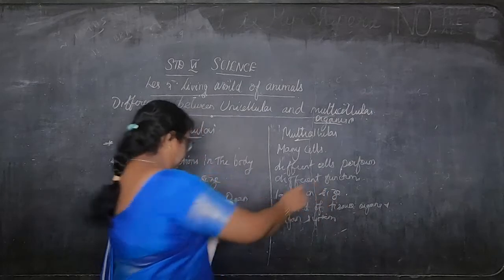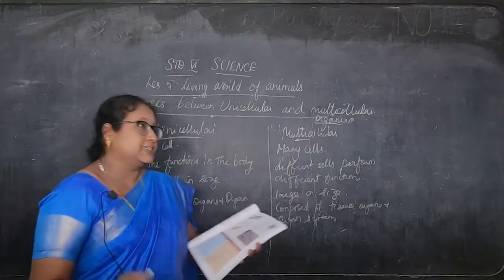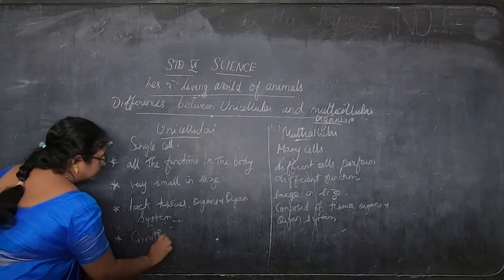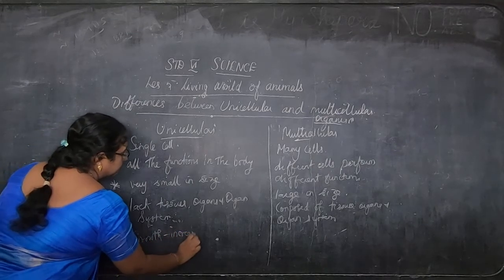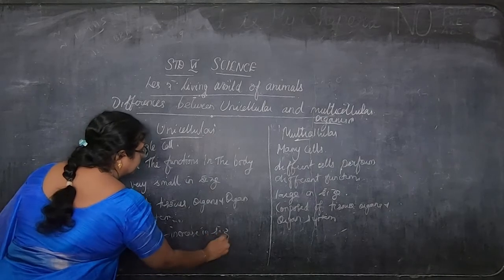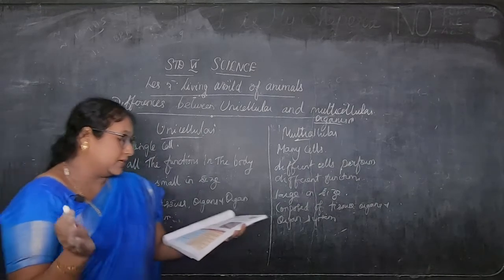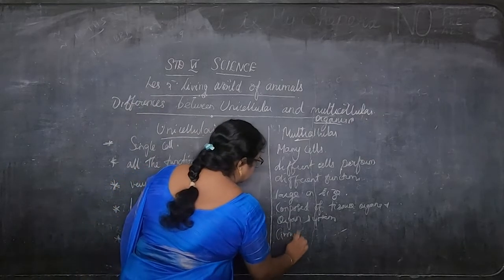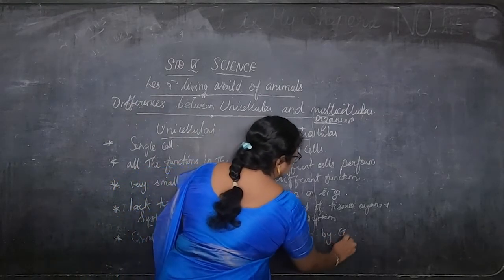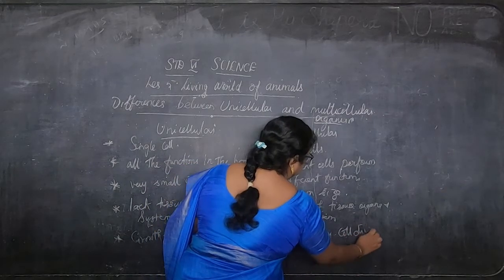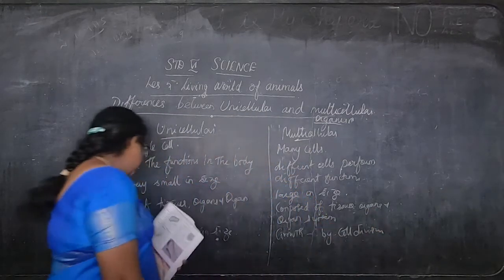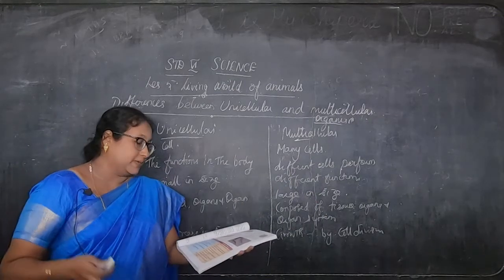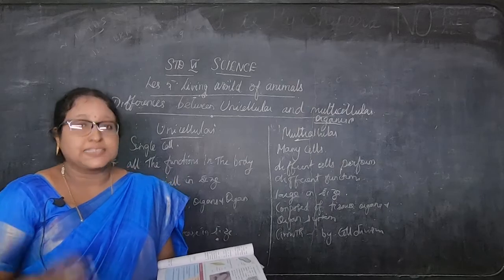Now the next point is, growth occurs by an increase in the size of the cells in the unicellular, while in the multicellular, growth occurs by an increase in the number of cells by cell division. So in the unicellular, growth is an increase in the size of the cells, but in the multicellular, what happens is an increase in the number of cells by cell division.